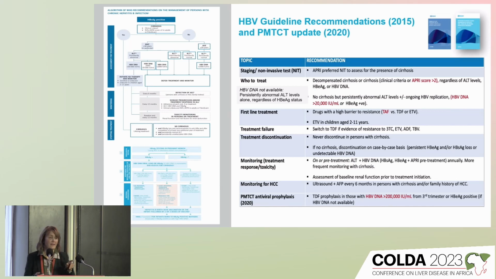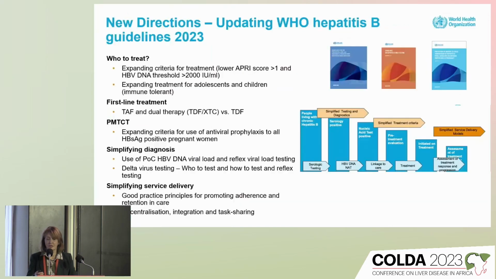What we have there on the left are the algorithms, and these of course will be updated in the new guidance. So what are the new directions? The new directions are really for a substantial expansion in the criteria for treatment eligibility, lowering the APRI score and the transient elastography, and also extending to the adolescents in particular.